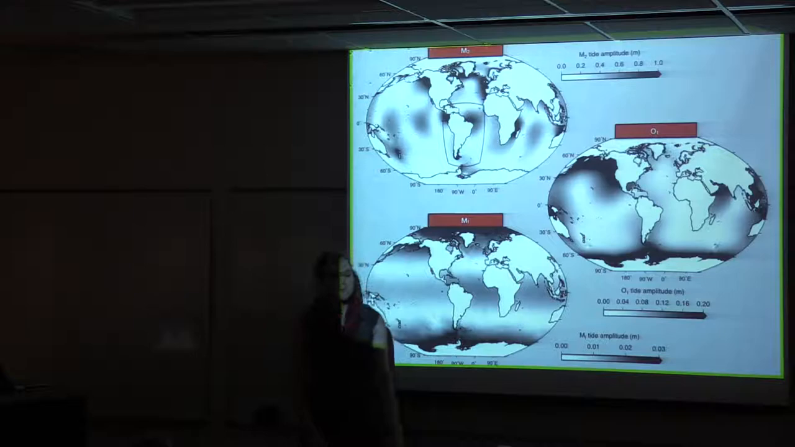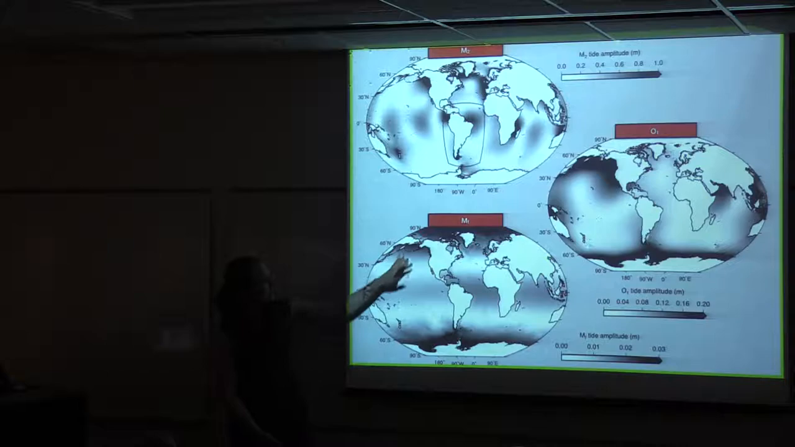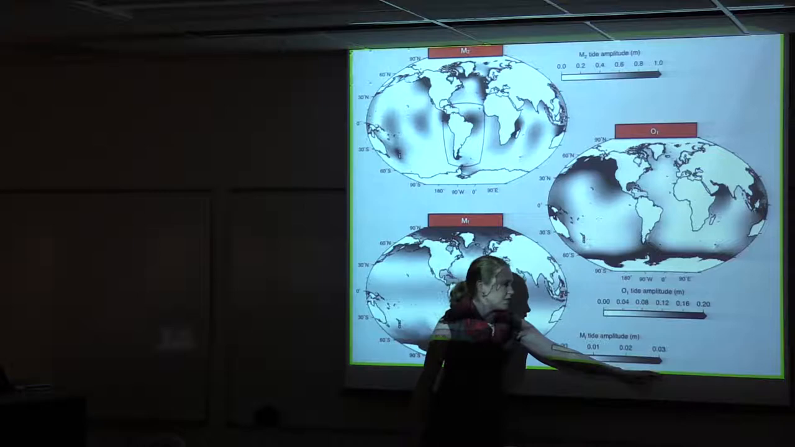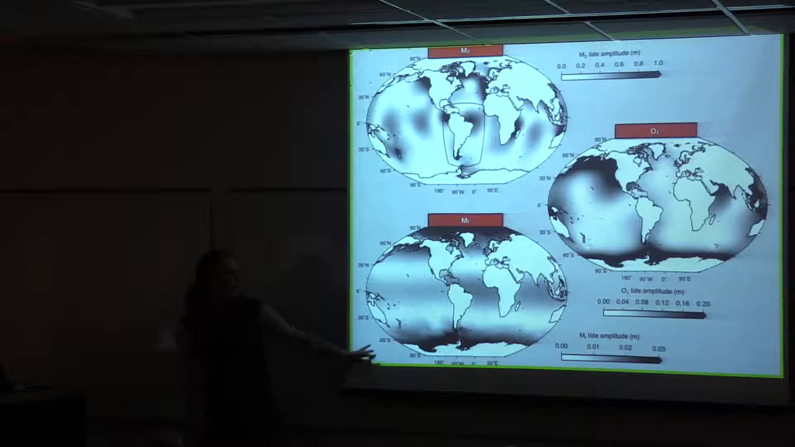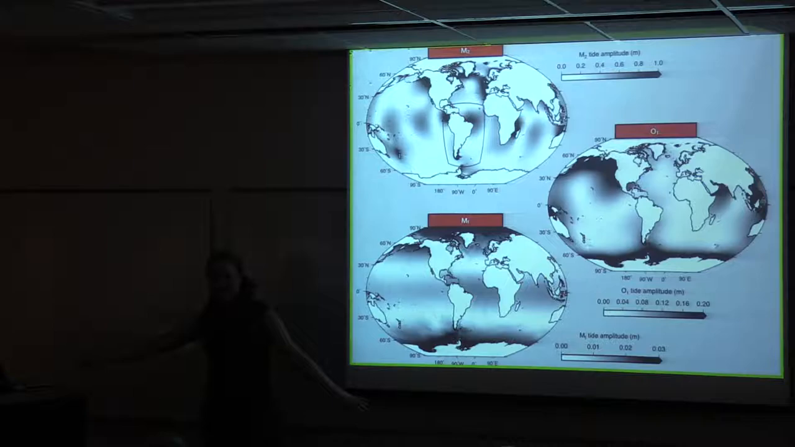And then MF, this is one of the long period tides. It's a fortnightly tide, so about 2 weeks in period. Again, it has a different spatial distribution. And the amplitude range is only up to about 3 centimeters. So this tide is very small. Over the course of 2 weeks, the sea surface height is only changing by 3 centimeters up and then going back to 0, 3 centimeters down and back up to 0. So not much variation.